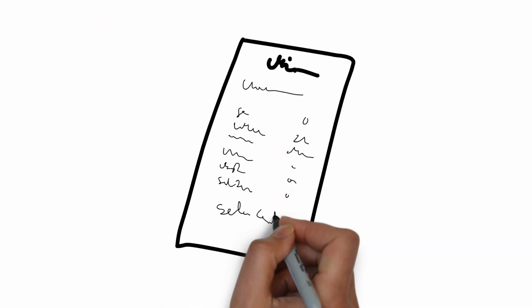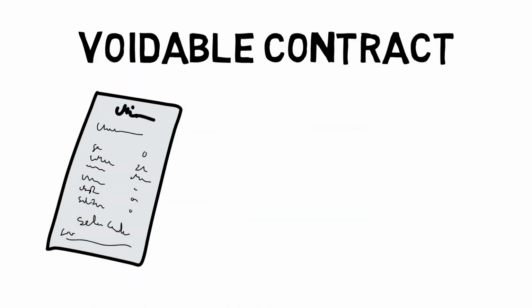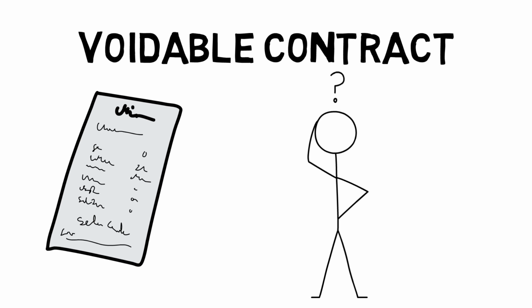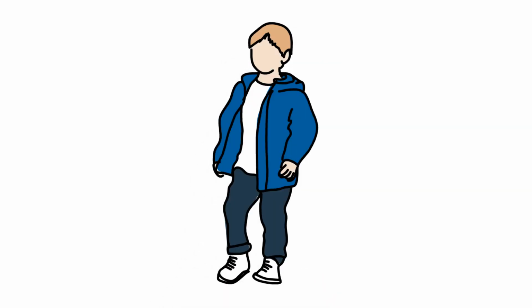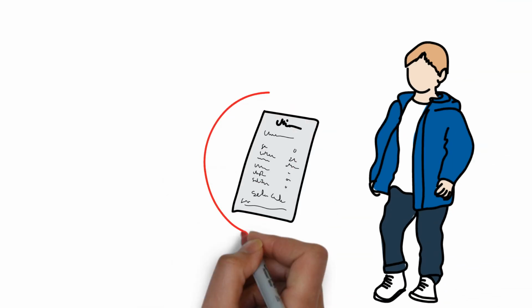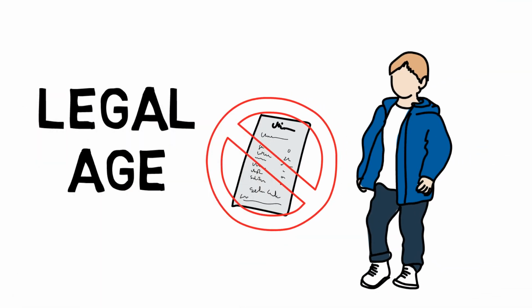A third type is called a voidable contract, which means we have most all of the essential elements of a contract, but something is not quite right. What makes it not quite right makes it capable of becoming void. Some examples would be a contract signed by a minor. A minor is not of legal age, so if a minor signs a contract, the minor can void the contract up until the minor becomes of legal age.